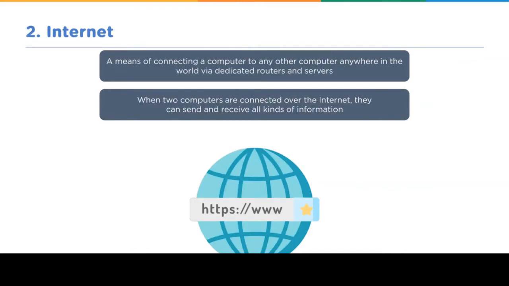Now, the internet is a global system of interconnected computer networks that use the Internet Protocol Suite, which is TCP/IP, to link devices worldwide via dedicated routers and servers. When two computers are connected over the internet, they can send and receive a vast range of information resources and services such as the World Wide Web, email, telephony, video, and file sharing. Cybersecurity primarily deals with attacks originating from the internet.